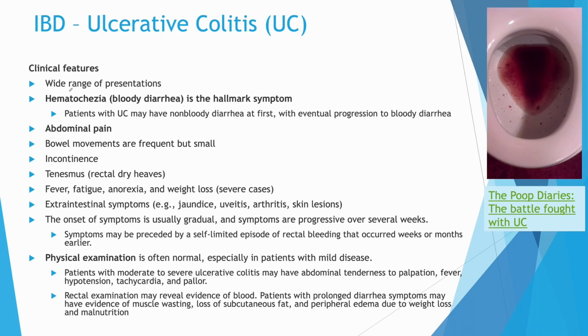So just like Crohn's disease, there is a wide range of presentations, but generally speaking, on vignettes and in the clinic, the major hallmark symptom of ulcerative colitis is going to be hematochezia, so bloody diarrhea. Patients with UC may have non-bloody diarrhea at first, but it almost always progresses to bloody diarrhea. And here is a perfect picture of this bloody diarrhea in the commode.